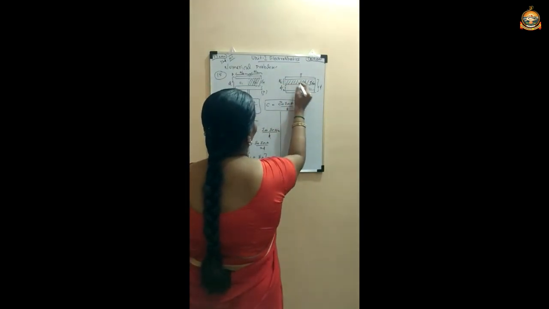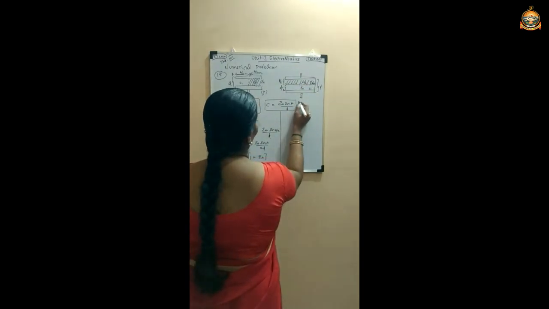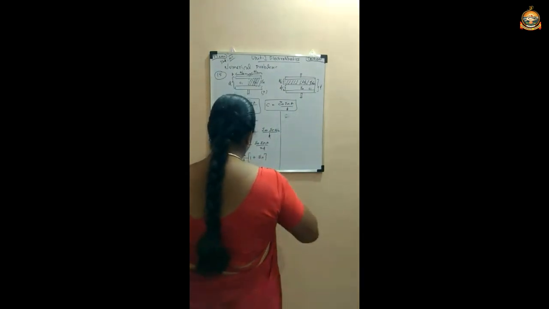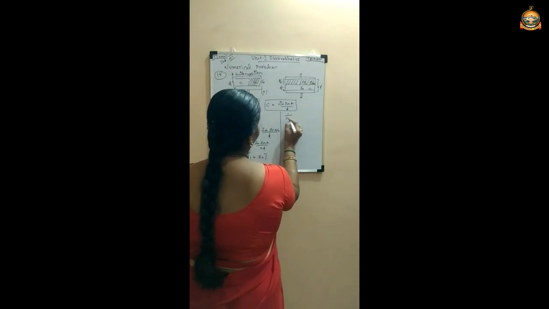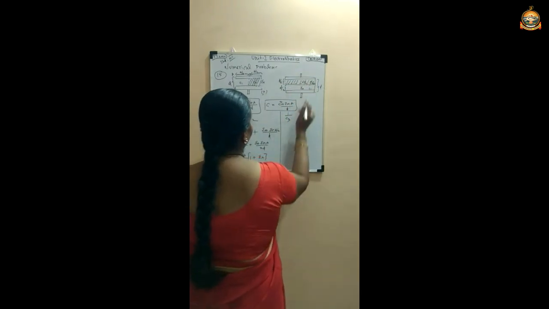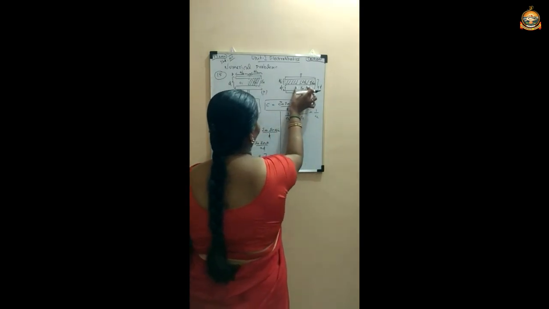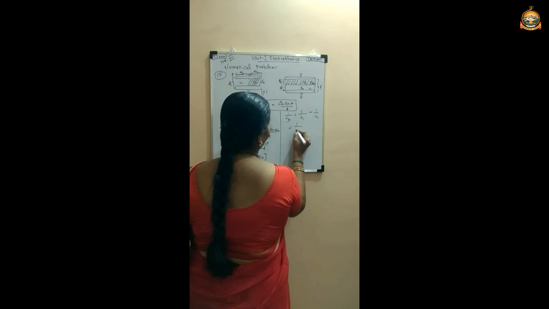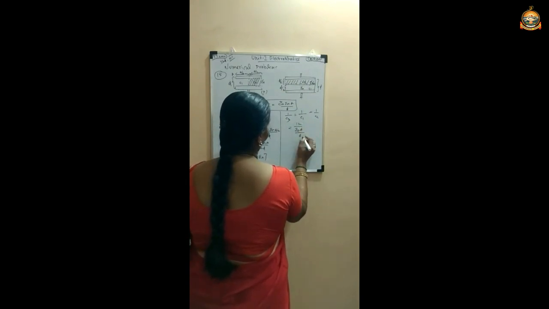First, what is the capacitance of this capacitor? 1 by Cs is equal to, for capacitors in series, 1 by C1 plus 1 by C2. This is the parallel combination, this is the series combination. So what is 1 by C1? C1 is the capacitance of this air filled capacitor. C1 is epsilon naught A divided by D by 2.